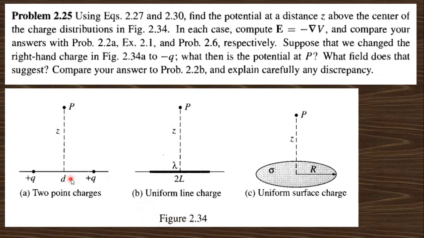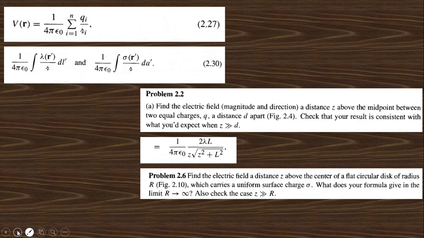Figure 3.24 shows two positive charges, and at a distance z you need to find the potential. For a line charge density, you need to find the potential, and for a surface charge density, you need to find the potential. In each case, compute the gradient of V, and the answer will be comparable with that region. At first, you can see the problems we need to compare for the electric field: problem 2.2, the exercise, and problem 2.6. You need to compare the solutions of those three.